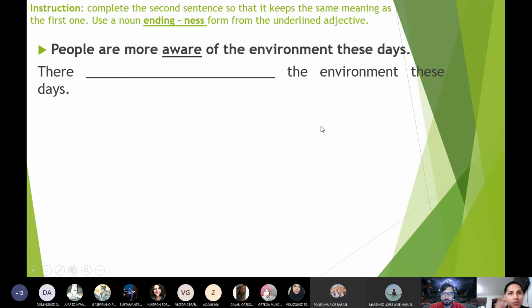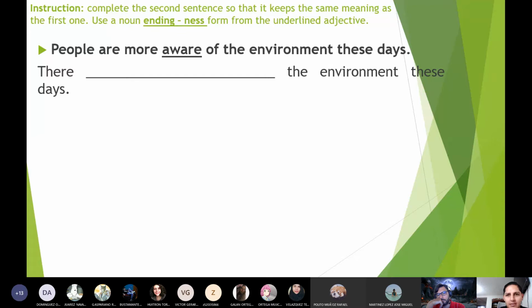What you need to do is to complete the second sentence. This is the first sentence. This is the second sentence. By keeping the same meaning as the first one. Use a noun ending in -NESS from the underlined adjective. This is the underlined adjective. The sentence says: People are more aware of the environment these days.